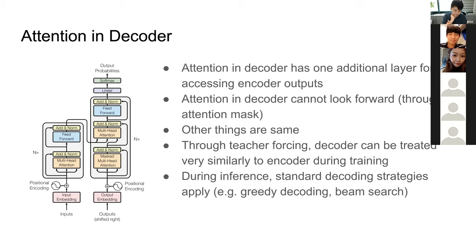You have a lot of layers here, six layers, n equals six in the original transformer, and you have some feed forward, and at the end you basically have linear and softmax to get the output probability. And this is training time, but during inference time, you create one word at a time.